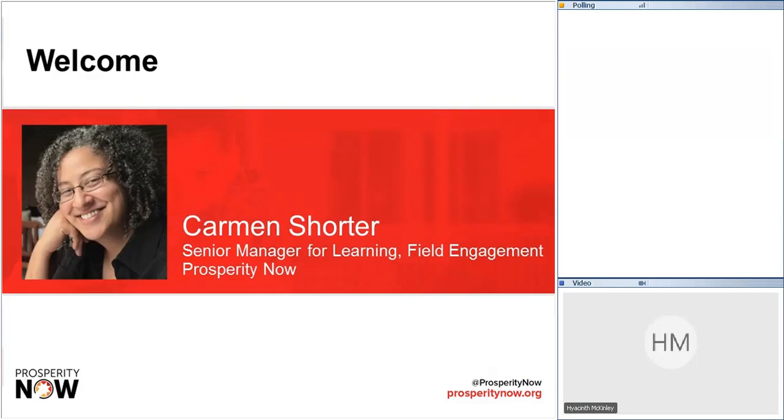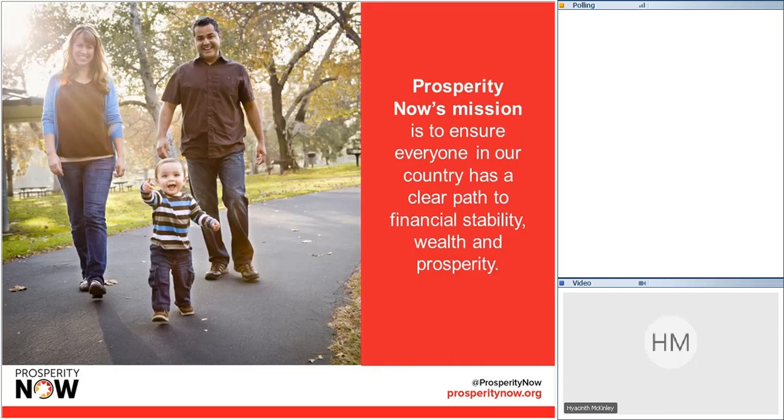And as mentioned, my name is Carmen Shorter. I'm the Senior Manager for Learning with the Field Engagement Team at Prosperity Now, and we are also located in the Washington, D.C. area. We serve as an intermediary organization providing support for organizations much like your own. Our mission is to ensure that everyone in our country has a clear path to financial stability, wealth, and prosperity. And we do that work through partners across the country who are providing financial capability services, who are doing research, who are doing advocacy to ensure that the people that we care about have what they need to thrive.